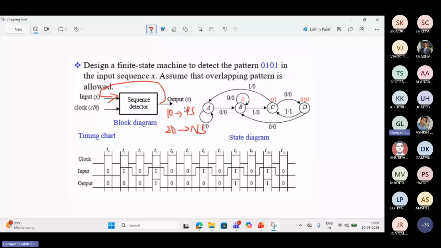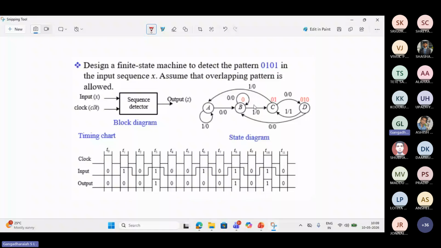Now, this is what I'm going to look at in this discussion. The understanding of present state and next state is extremely important. Understood? The understanding of present state and next state is extremely important. You got it now?